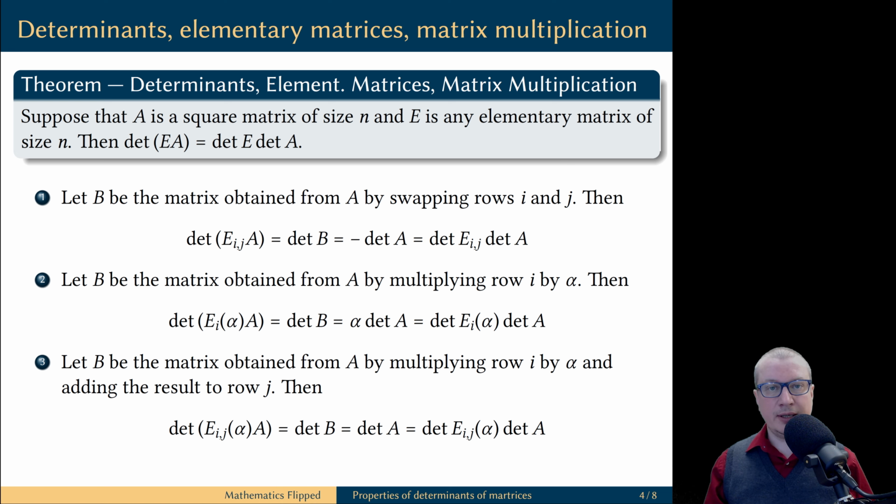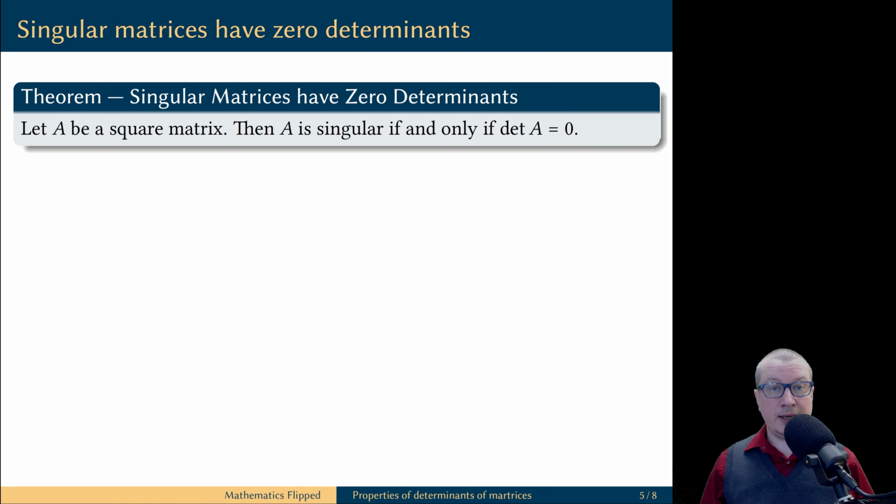Third, let's say we have an elementary matrix which was obtained by multiplying row i of the identity matrix by alpha and adding the result to row j. Let's also apply this same row operation to matrix A to produce matrix B. Then this matrix B is the product of the elementary matrix and matrix A. On the other hand, because the matrix B was obtained by applying the row replacement operation on matrix A, they have the same determinant. The last observation is to recall that the determinant of an elementary matrix of type 3 is equal to 1.